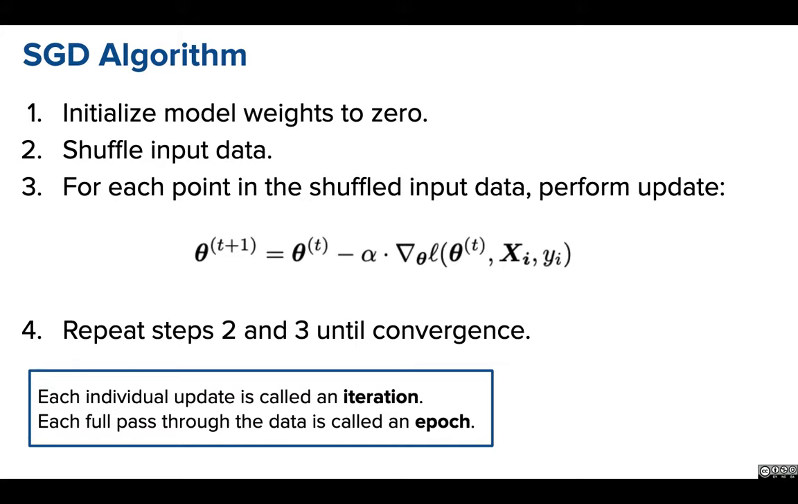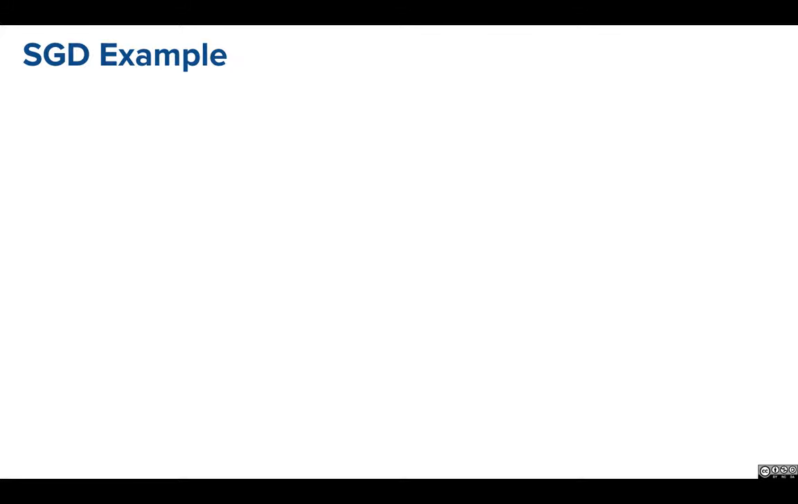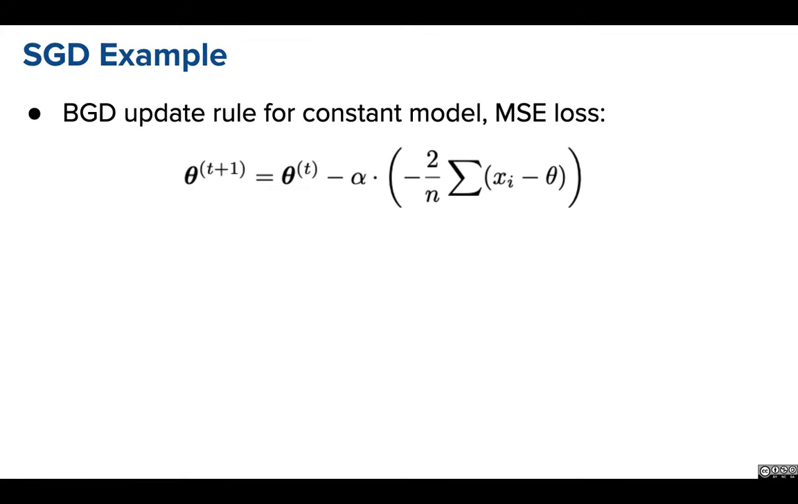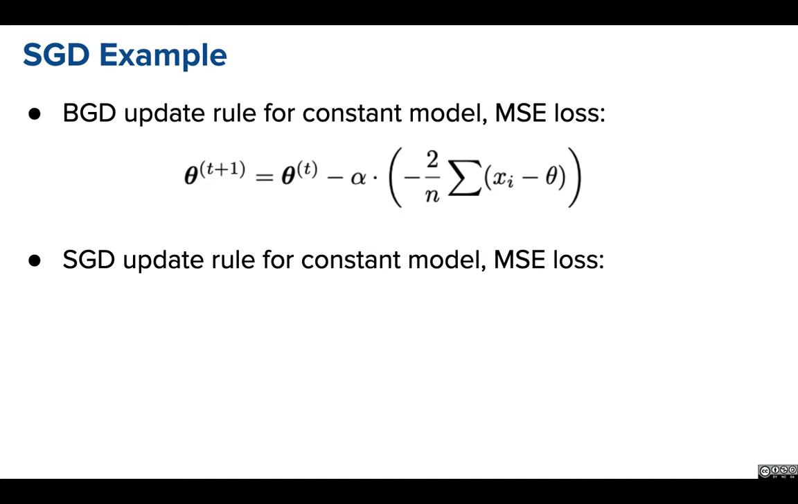So for example, here's the update rule for the constant model and mean squared error loss for batch gradient descent. This is what we derived a few slides ago. And the stochastic gradient descent rule looks very similar. All I'm doing here, more or less, is removing the 1 over n and the summation, and I have the stochastic gradient descent rule. So the two are very similar. You don't have to do any more sophisticated math, really. You're just removing the average from batch gradient descent.